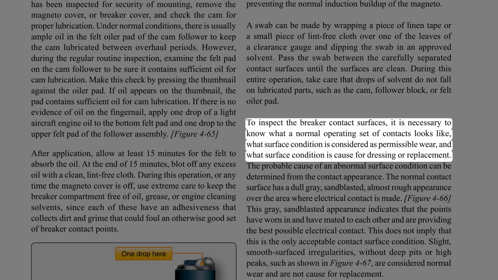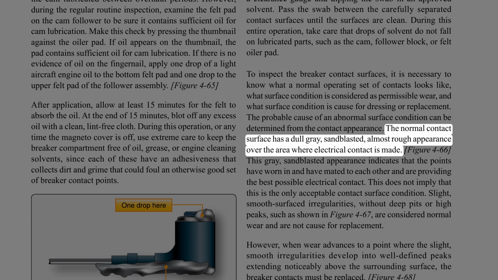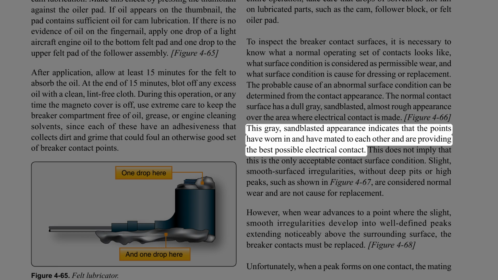To inspect the breaker contact surfaces, it is necessary to know what a normal operating set of contacts looks like, what surface condition is considered as permissible wear, and what surface condition is cause for dressing or replacement. The probable cause of an abnormal surface condition can be determined from the contact appearance. The normal contact surface has a dull gray, sandblasted, almost rough appearance over the area where electrical contact is made. This gray, sandblasted appearance indicates that the points have worn in and have mated to each other and are providing the best possible electrical contact.